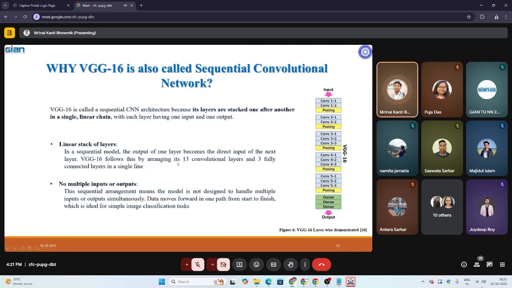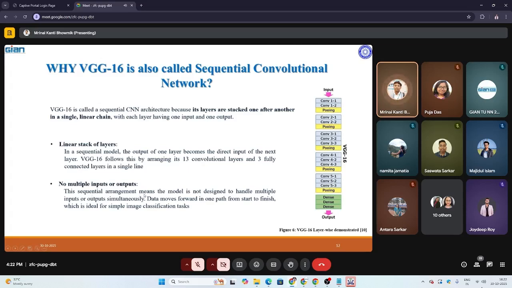VGG16 follows this by arranging 13 convolution layers and 3 fully connected layers in a single line. Here, VGG16 arranges 13 convolution layers in a single line, without any extra multiple inputs or outputs. It's just that any input from this side goes through in a serial manner, like in a stack. So this is also called going by sequence, and it is also known as a sequential convolutional neural network. No multiple inputs or outputs.